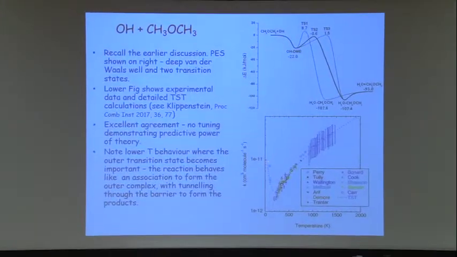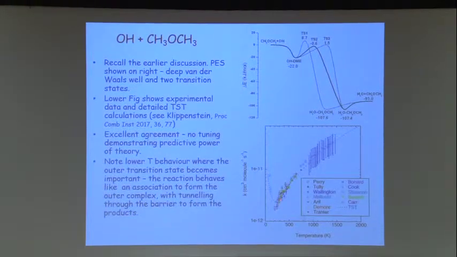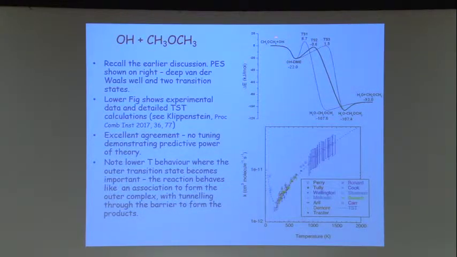So although the rate constant is decreased substantially, by the time you get down to 40 Kelvin, it's something like what it was at 500 Kelvin. And this is a master equation model, which takes account of these two transition states, the residence time in this van der Waals well and tunneling through this barrier.